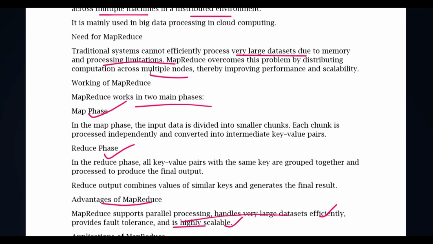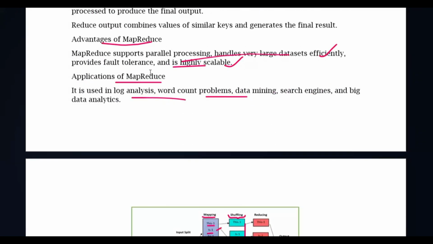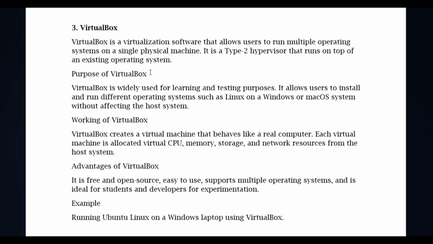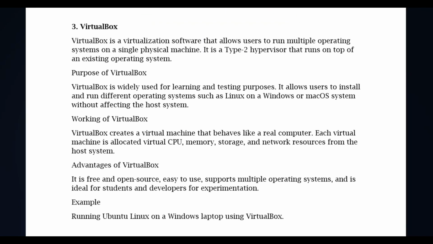Okay, so this is all about the MapReduce, the need, the working and the advantages along with the suitable example. Now let us move on to the next topic, which is the VirtualBox. Now what is a VirtualBox? VirtualBox is a virtualization software that allows the user to run multiple operating systems on a single physical machine.